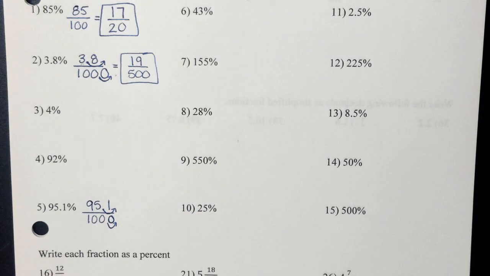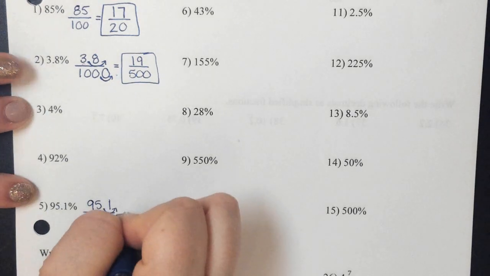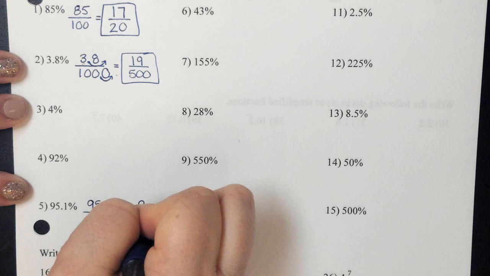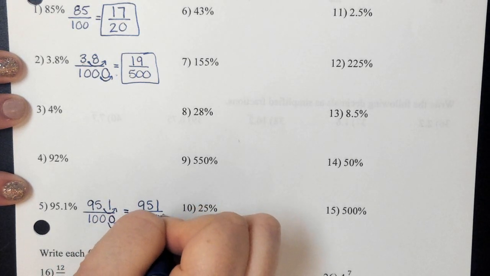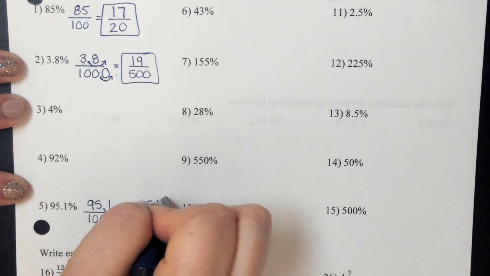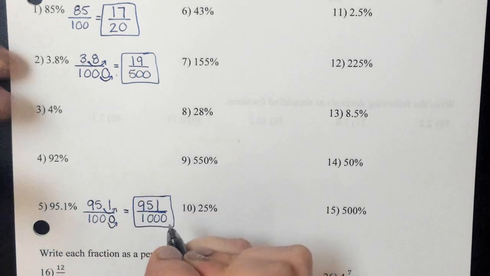Okay. Guys, can I make that any smaller? Can I simplify that at all? No. Do I want those arrows in my answer? So all I'm going to do, guys, I'm going to rewrite my answer to make it look neater. 951 over 1,000. And that's going to be my answer.